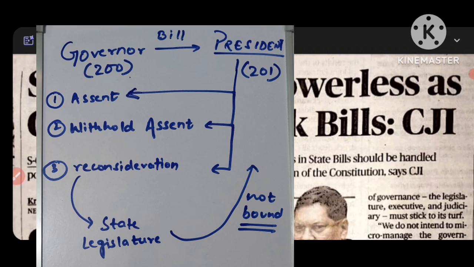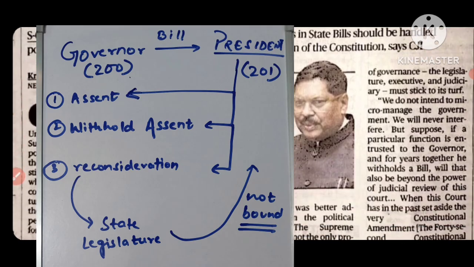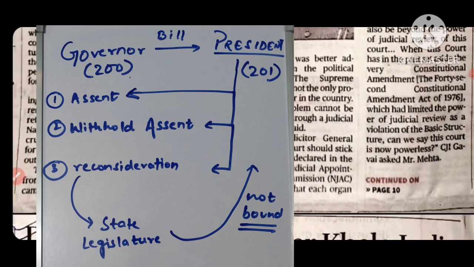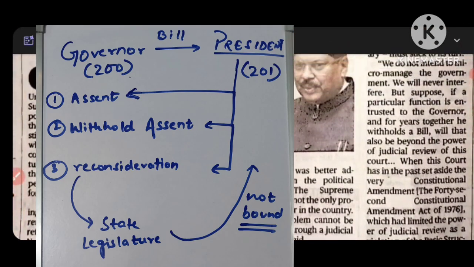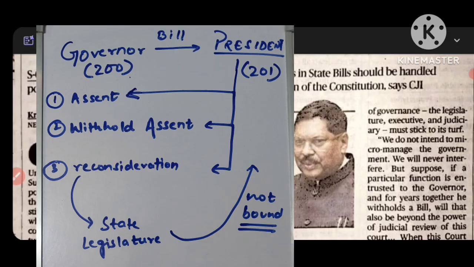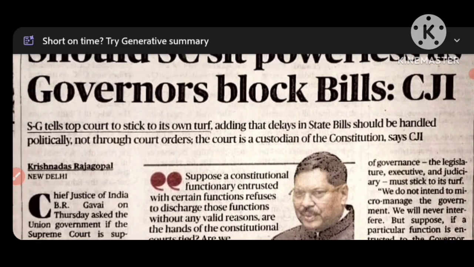And then the president will act on the advice of the council of ministers of the union government. Suppose the union government is from a different party and the state government is from a different party, and then the whole tussle will start. So this is the thing which has been happening for 4 years. Since 4 years, R.N. Ravi, the Honorable Tamil Nadu Prime Minister, sorry, Governor, a slip of tongue.